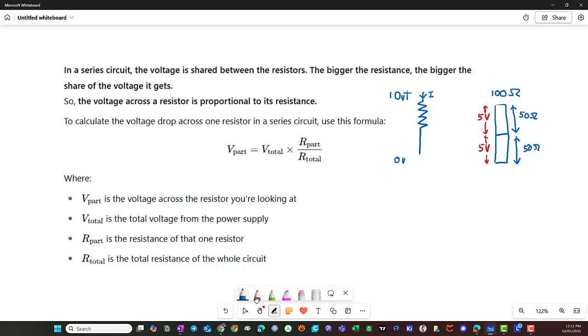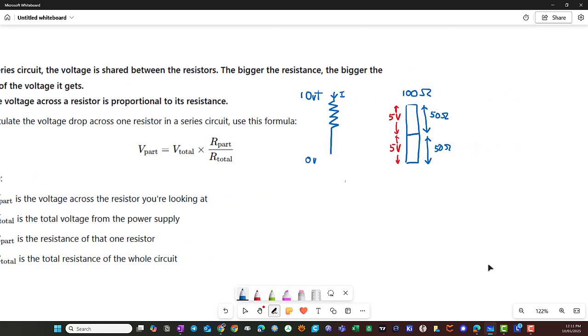Now what happens if instead of 50 ohms, let's say I divide it into 4 parts. So then here will be 25 ohms, 25 ohms, 25 ohms, 25 ohms. What will be the drop across each of these? This drop is, of course, 2.5 volts, 2.5 volts, 2.5 volts, 2.5 volts.